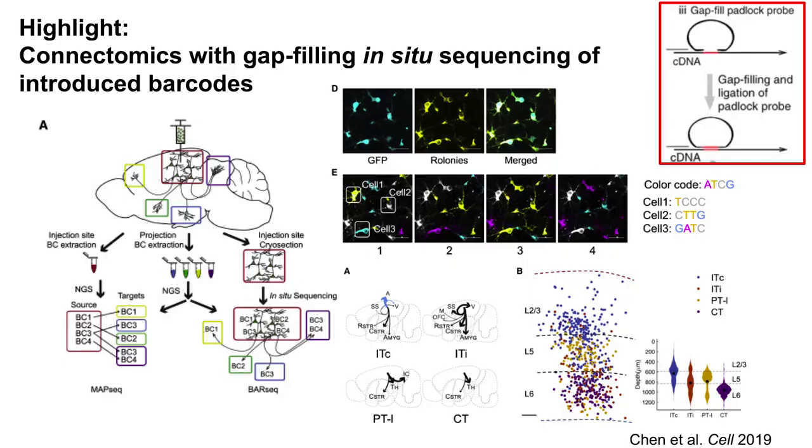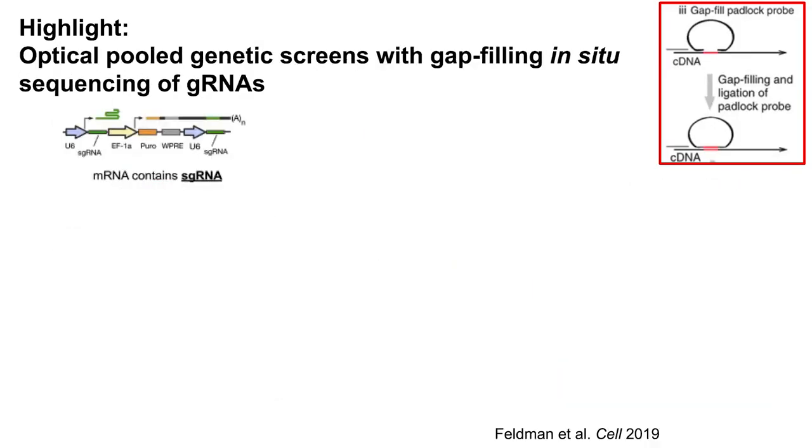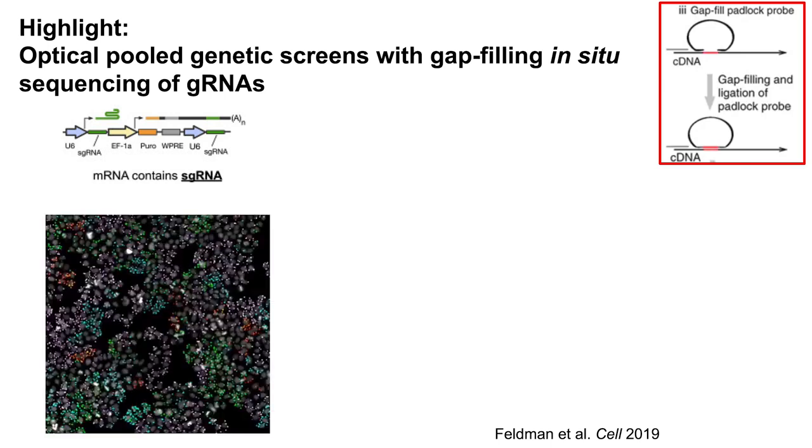A similar tool for a very different application came out of Paul Blainey's lab last year, where they realized that this gap-filling approach could be used to sequence guide RNA, which can be introduced into any cell system that is transfectable. So they borrowed the CROP-seq vector, which was published as part of a Perturb-seq approach, which puts the guide RNA sequence into an mRNA. And they're able to sequence these directly.